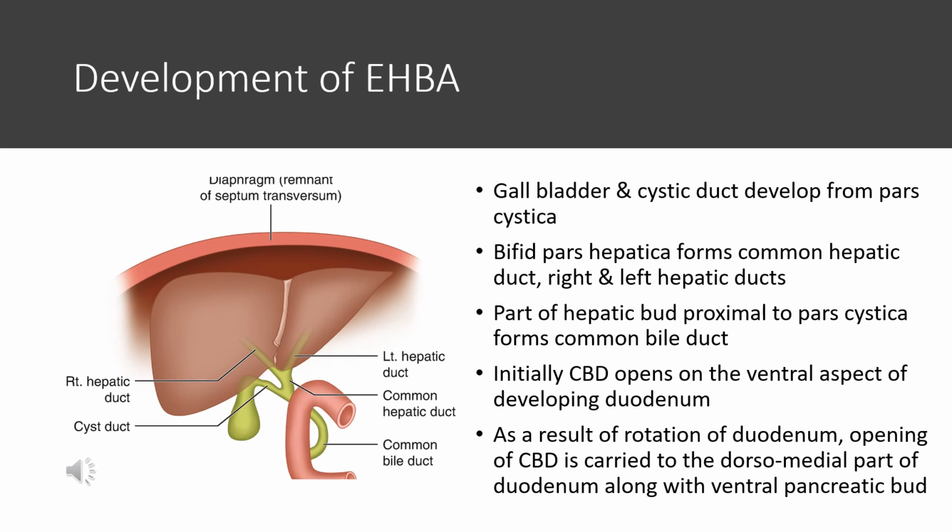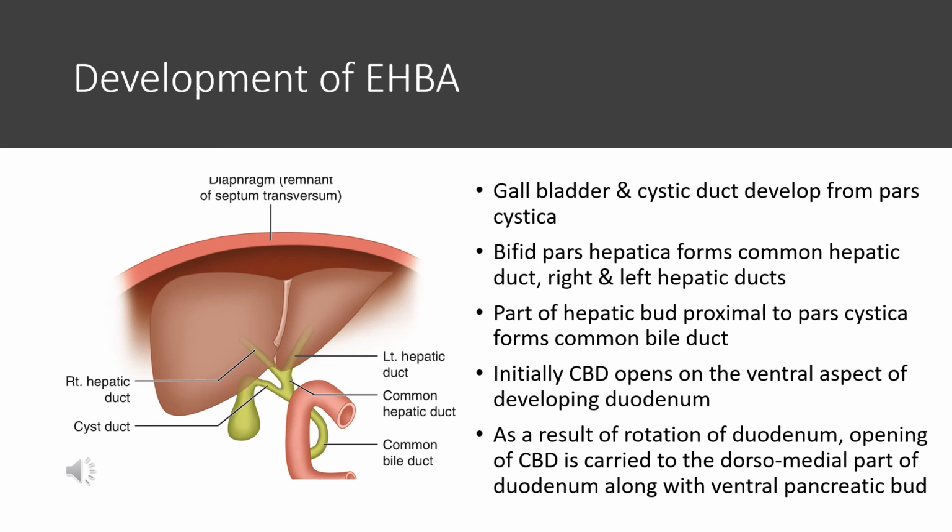The gallbladder and the cystic duct develop from the pars cystica. So it is the pars cystica that forms the gallbladder and the cystic duct. The bifid pars hepatica forms the common hepatic duct and also the right and the left hepatic ducts. And within the liver parenchyma, the right and left hepatic ducts branch repeatedly, acquire a lumen, and form the intrahepatic biliary passages. The part of the hepatic bud proximal to the pars cystica forms the common bile duct.